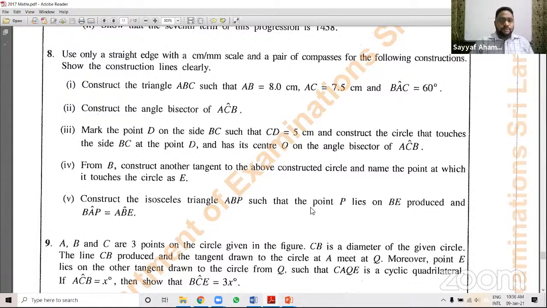And even the fourth one, from B, construct another tangent to the above constructed circle and name the point at which it touches the circle as E. That means Roman number 3 and 4 are linked together, they are continuing, right? And the fifth one: construct the isosceles triangle ABP such that the point P lies on BE produced and angle BAP equals angle ABE. For that, you need to have a proper construction first of all.